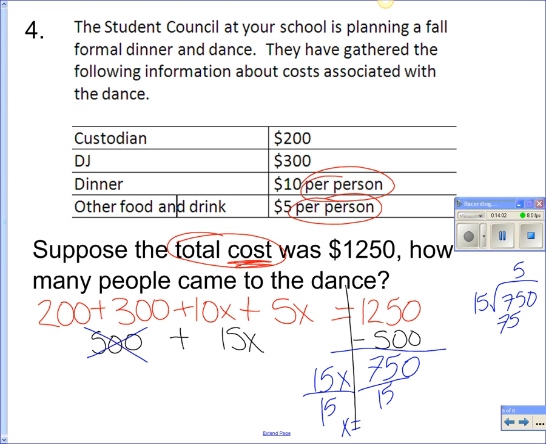Tyler, what do you do next? It gives me 0. Which is? So you get x equals 50. Okay. All right, 50 what? People. Good. 50 people. Okay.